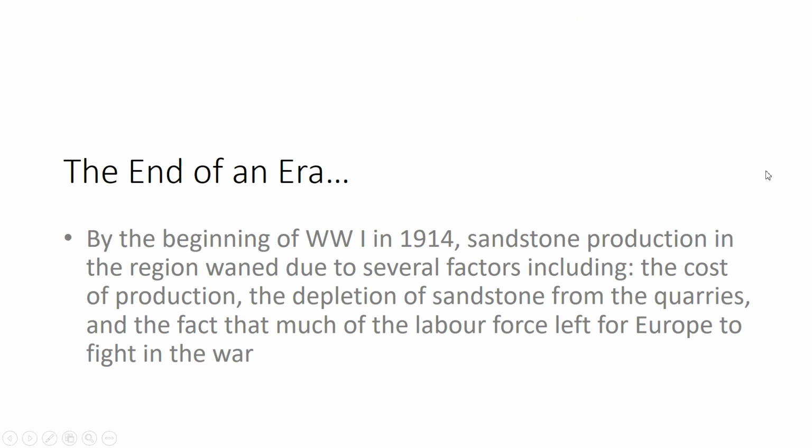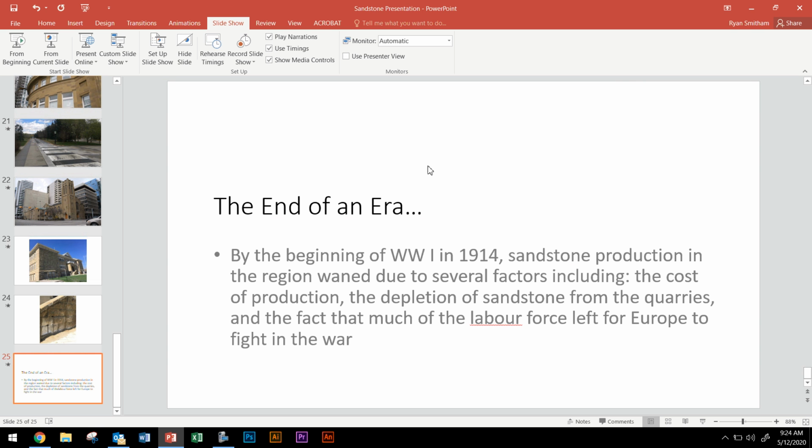By the beginning of World War I in 1914, sandstone production in the region waned due to several factors, including the cost of production, the depletion of sandstone from the quarries, and the fact that much of the labor force actually left for Europe to fight in the war. All right, and that's all I have for sandstone.